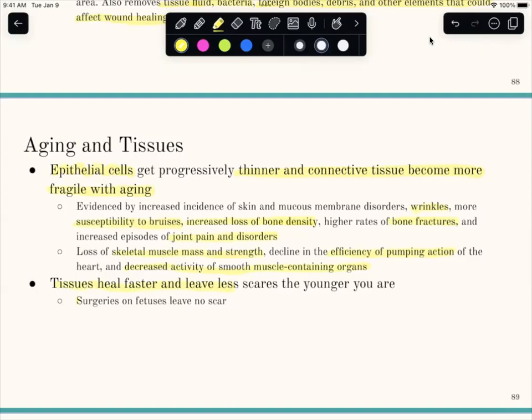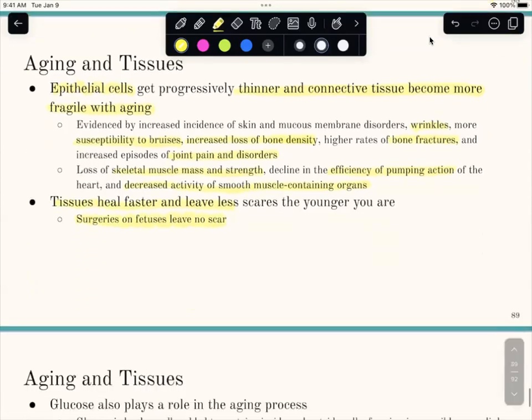Here's the interesting thing. They do surgeries on a fetus, and because they still have all that embryologic connective tissue, fetuses don't get scars. You don't even know that a fetus has had surgery on it while it was in utero, which is kind of cool.